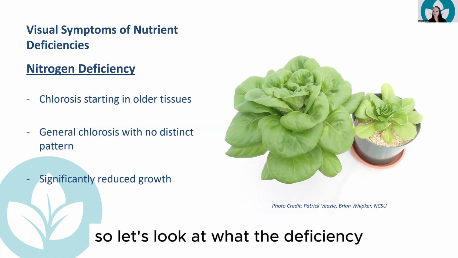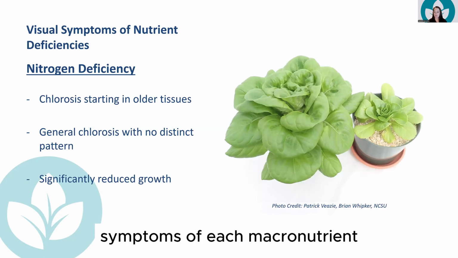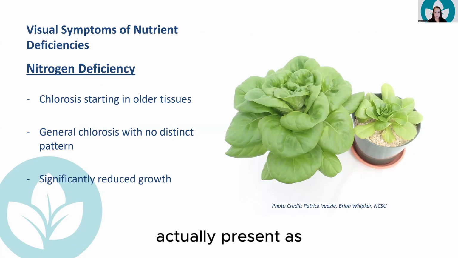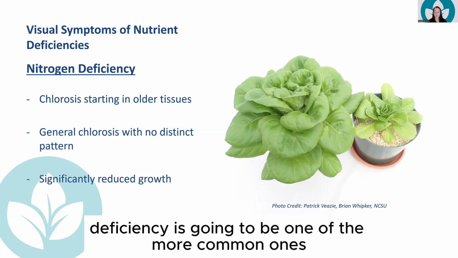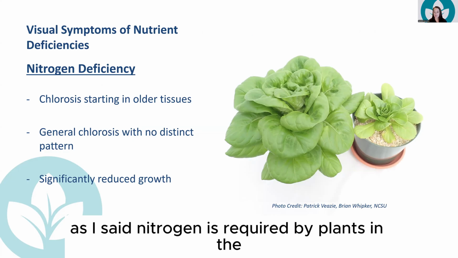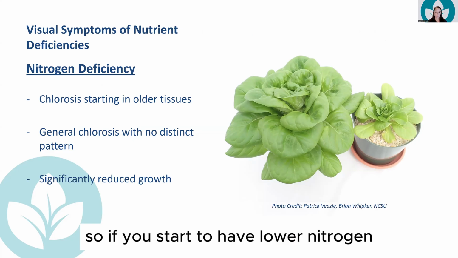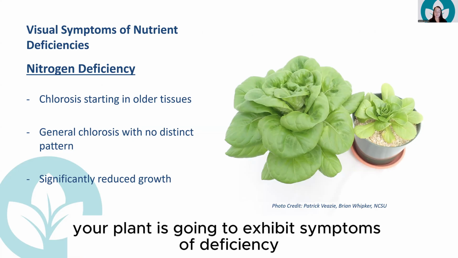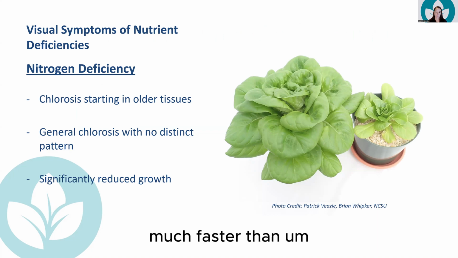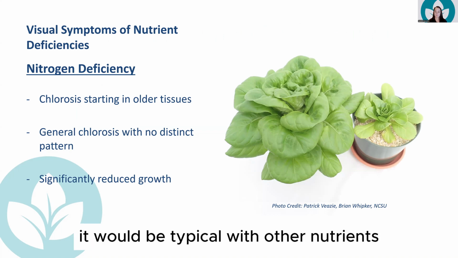So let's look at what the deficiency symptoms of each macronutrient actually present as and how to identify them. Nitrogen deficiency is going to be one of the more common ones. As I said, nitrogen is required by plants in the greatest quantities. So if you start to have lower nitrogen, your plant is going to exhibit symptoms of deficiency much faster than would be typical with other nutrients.